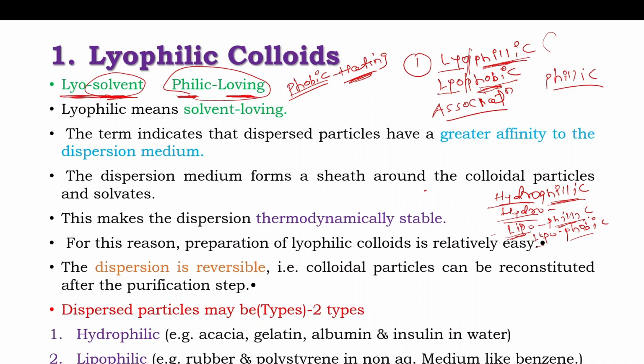So in this we have got 4 words to study. Which ones? Lipophilic, lipophobic, hydrophilic, hydrophobic. Okay, split these words and you can easily define them. Then we will move forward to the lyophilic colloids. What are lyophilic colloids? We just studied, lyo means solvent and philic means loving. So lyophilic means solvent loving.